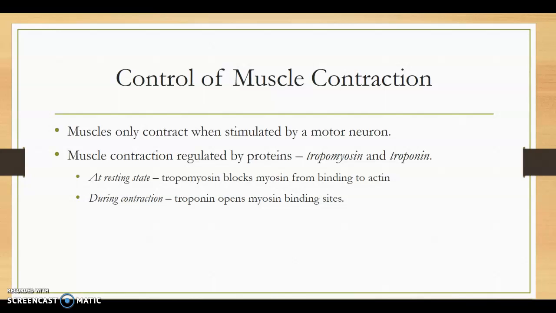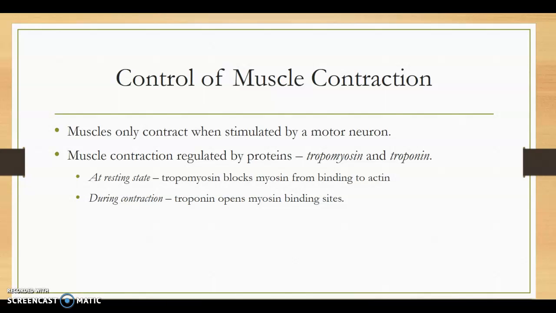It seems very easy with the actin and myosin, but there's actually some things that get in the way, so that way we're not always contracting. We do need to have a relaxation period. So muscle contraction is regulated by proteins called tropomyosin and troponin, either way you can pronounce it.